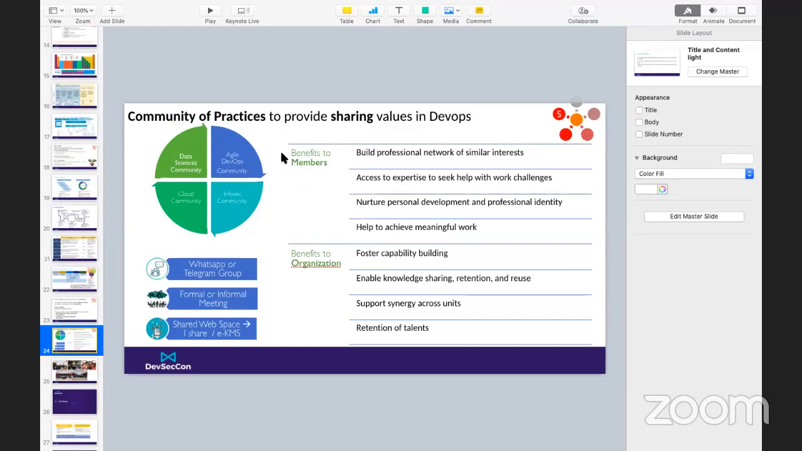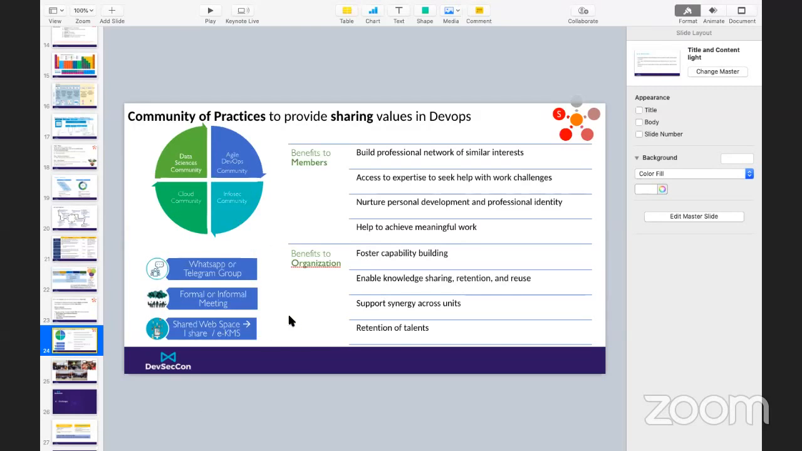So what is the benefit to the members? We can build a professional network with similar interests, and the members can access expertise to seek help with their work challenges, and also nurture personal development and professional identity and help to achieve meaningful work. For the organization, the benefit of this community of practices is fostering capability building and enabling knowledge sharing, retention, and reuse, and supporting energy across the units and retention of talents.